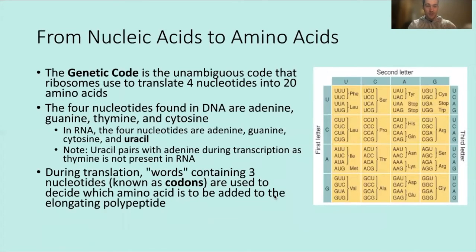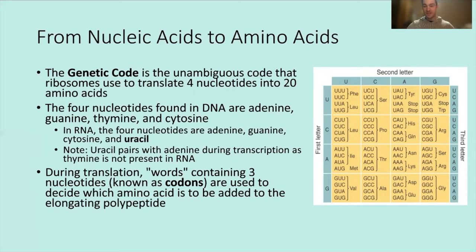So from nucleic acids to amino acids, the genetic code is the unambiguous code that ribosomes use to translate 4 nucleotides into 20 amino acids. If you look over to the right, this is known as the genetic code. There are 64 combinations. 61 of them code for actual amino acids, and then 3 of them are what is known as a stop codon.